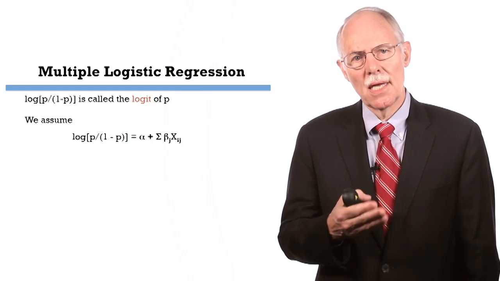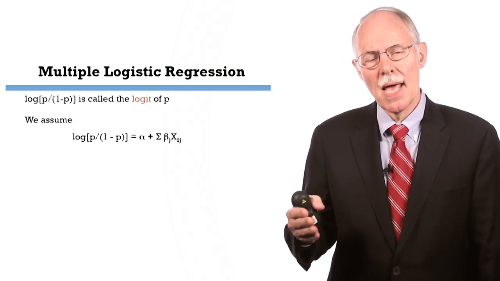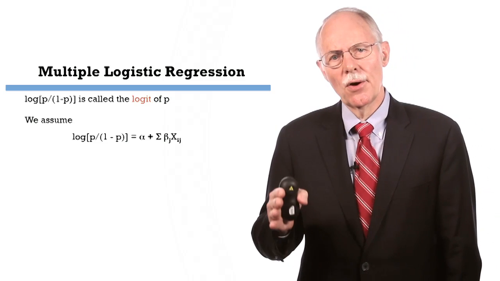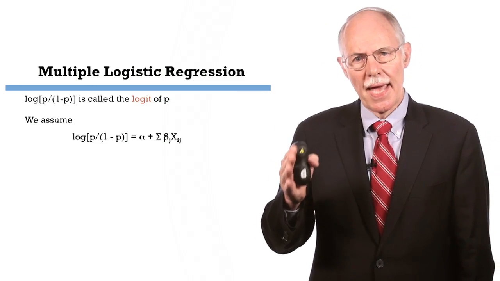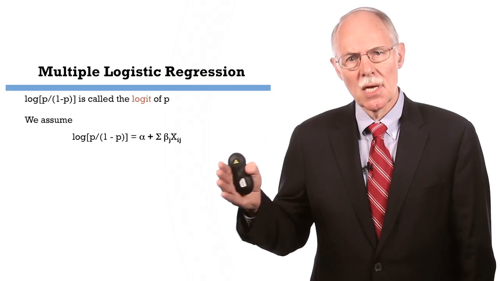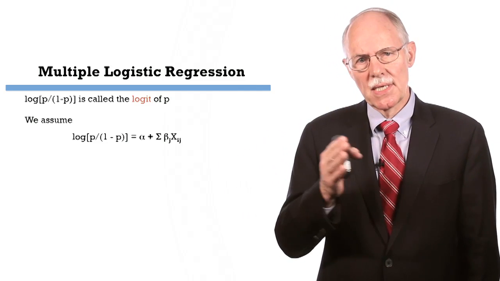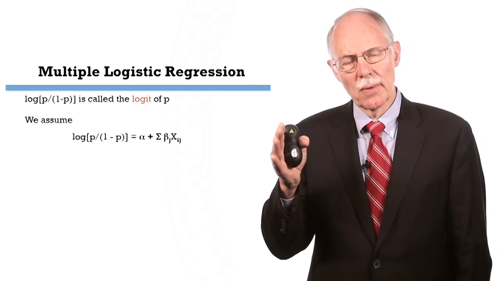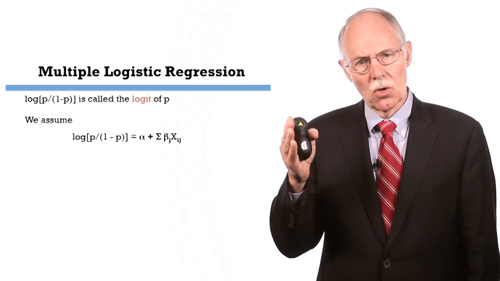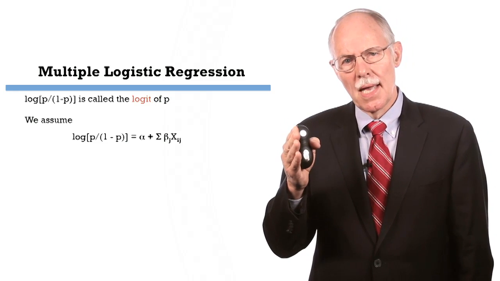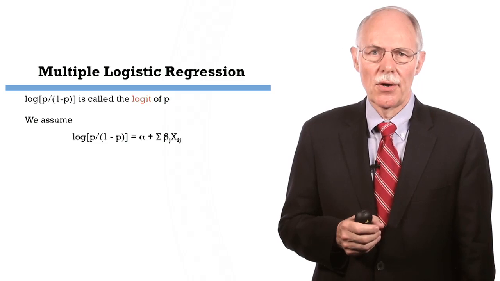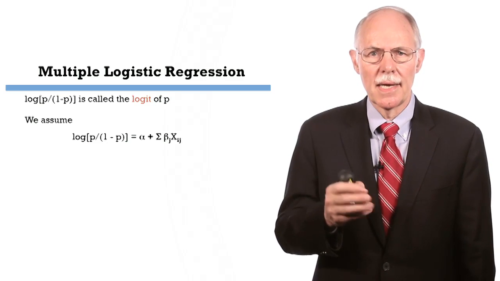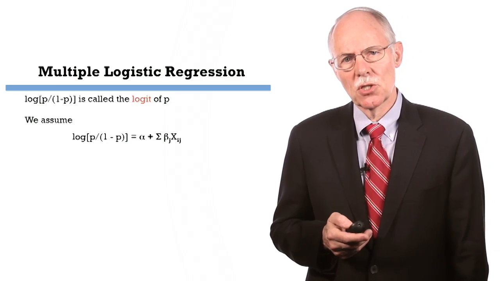We assume that the log of p over 1 minus p can be written as a linear function of the covariates. So here we have the covariates x_ij, for the ith patient and the jth covariate, and we see that the logistic regression model assumes that the log of p over 1 minus p can be expressed as alpha, the intercept, plus a linear combination of the covariates weighted by their regression coefficients beta_j.